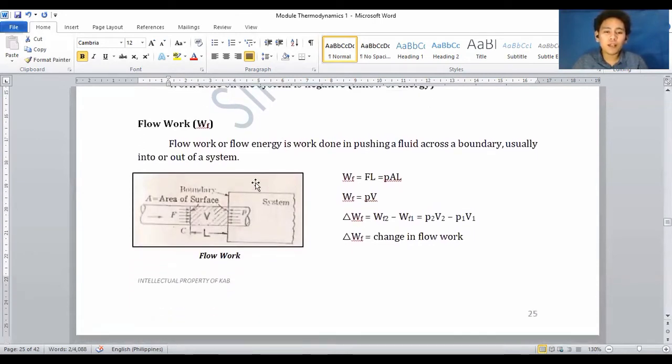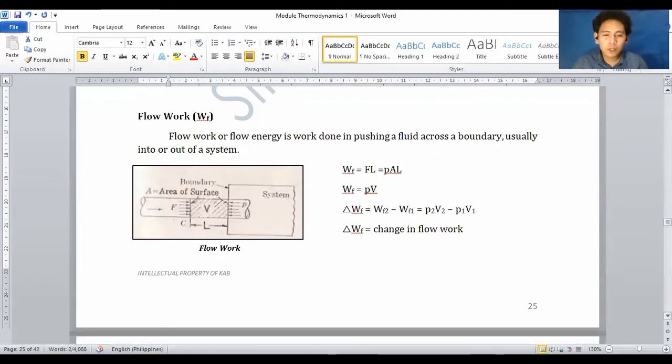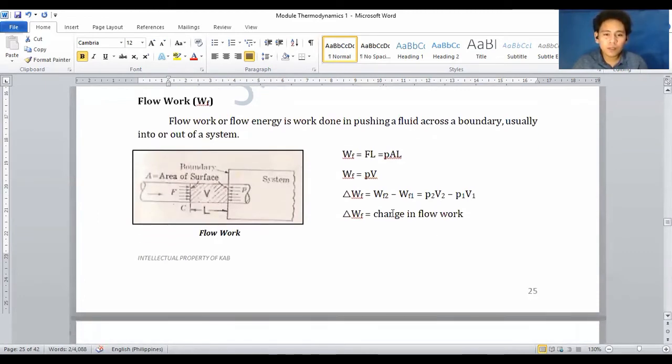Now, flow work. Flow work or flow energy is work done in pushing a fluid across a boundary, usually into or out of a system. The formula for flow work: delta flow work is equal to flow work 2 or final minus flow work initial, or simply P2V2 minus P1V1, your final pressure times final volume minus initial pressure times initial volume.